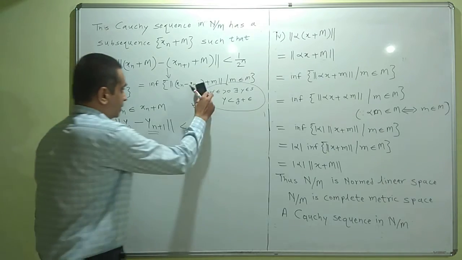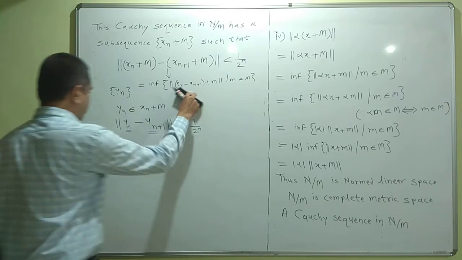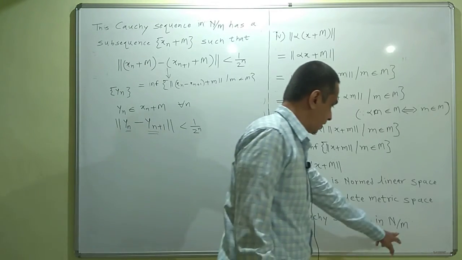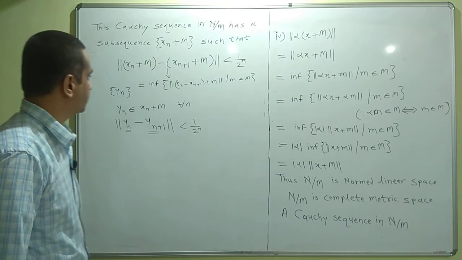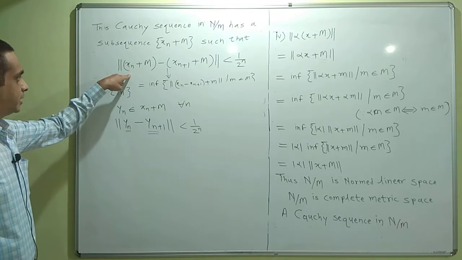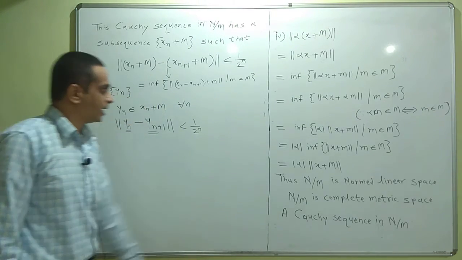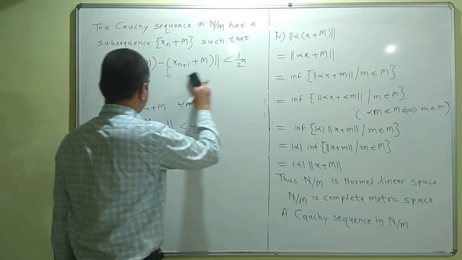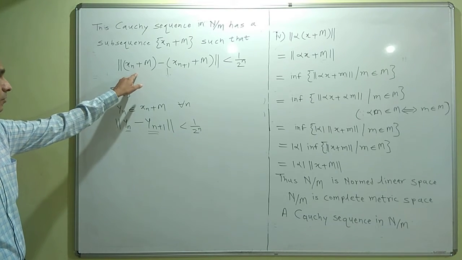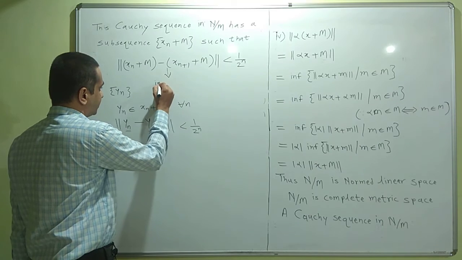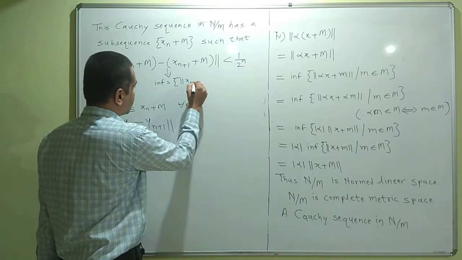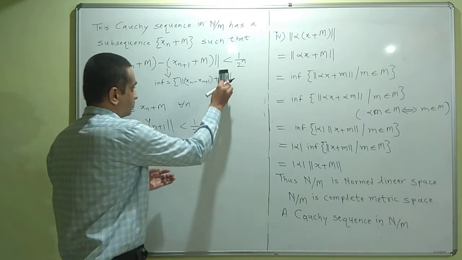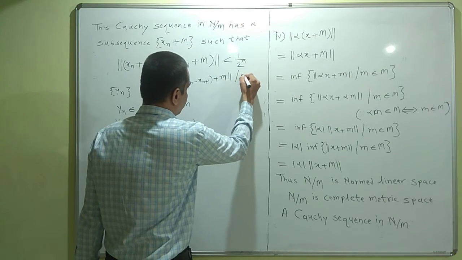Okay, I recall what we have done. We have taken a Cauchy sequence in N by M. By definition of Cauchy sequence, we can find a subsequence xn plus m of this Cauchy sequence in N by M such that this property is satisfied. By using the definition of infimum, this is the infimum of the set norm of xn minus xn plus 1 plus m, I should write small m plus m, where m belongs to M.